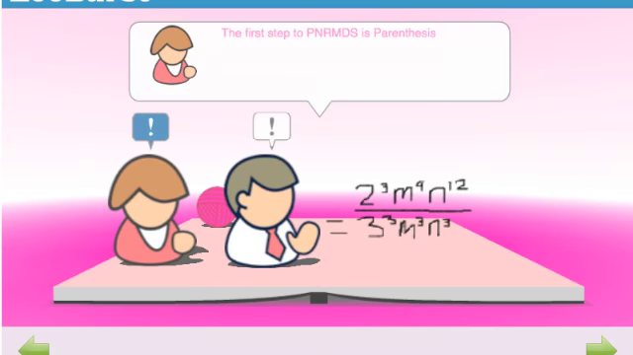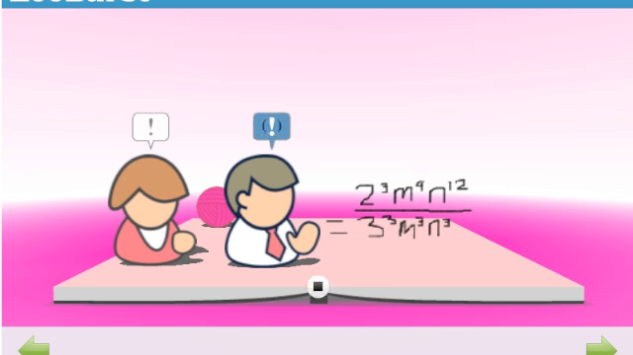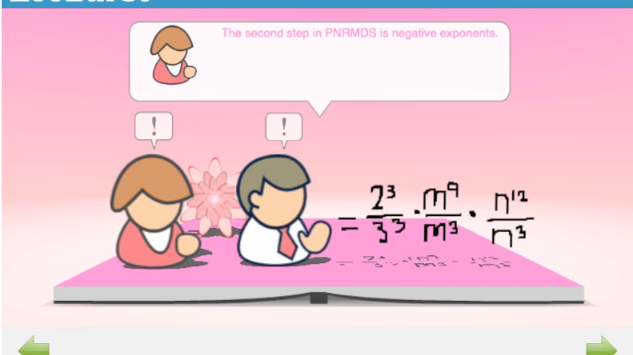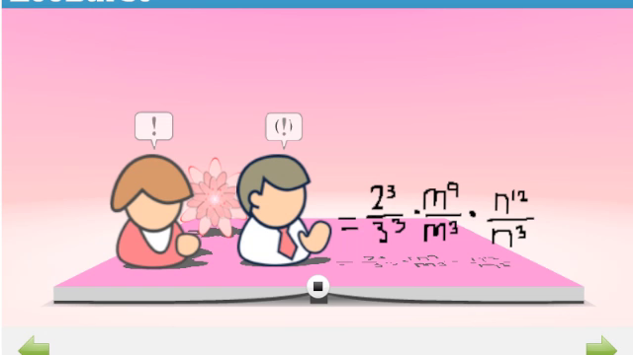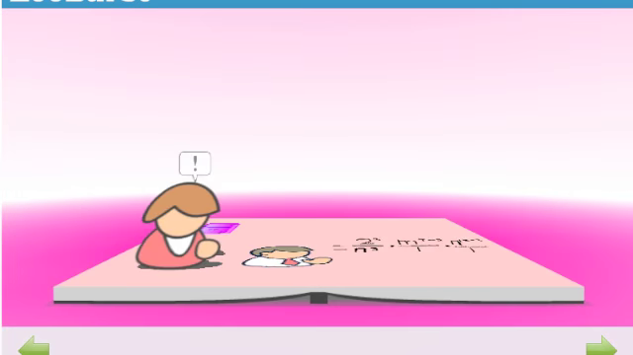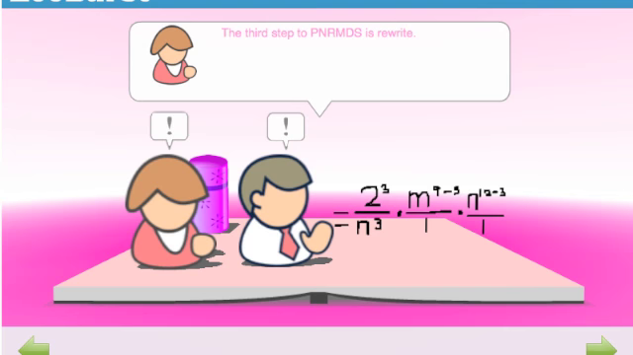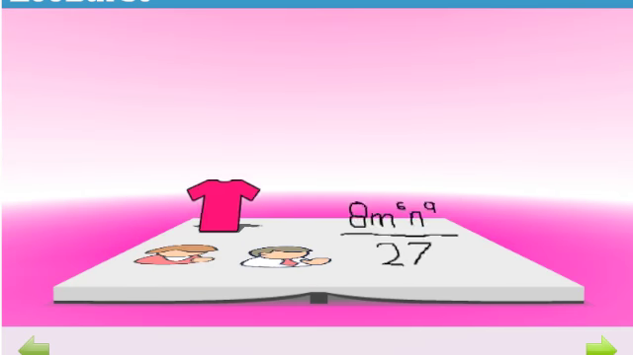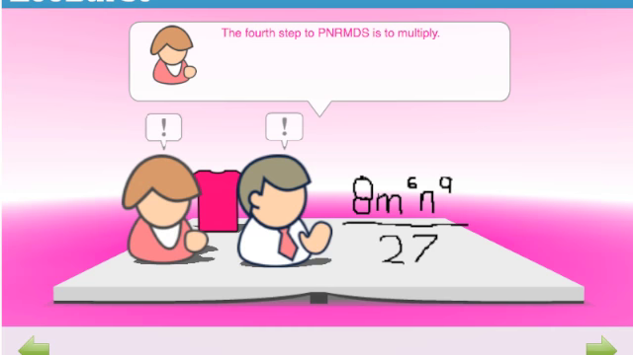The first step to PNR MDS is parentheses. The second step to PNR MDS is negative exponents. The third step to PNR MDS is rewrite. The fourth step to PNR MDS is to multiply.